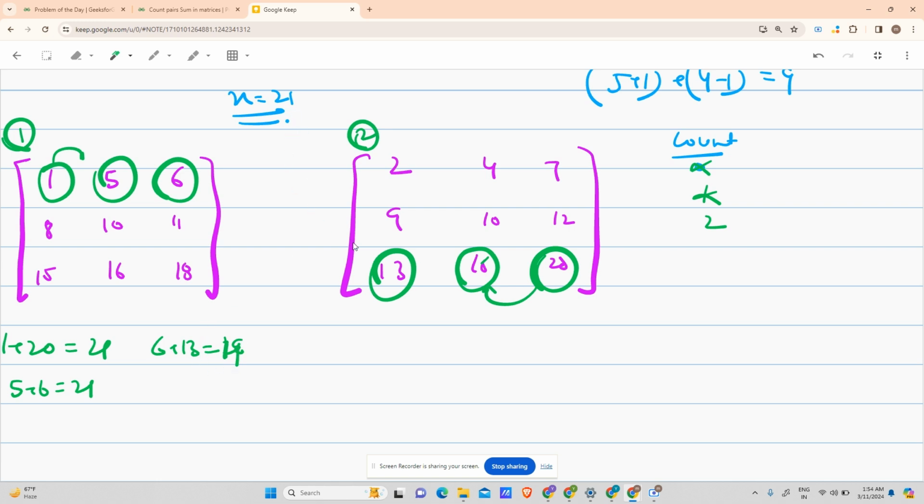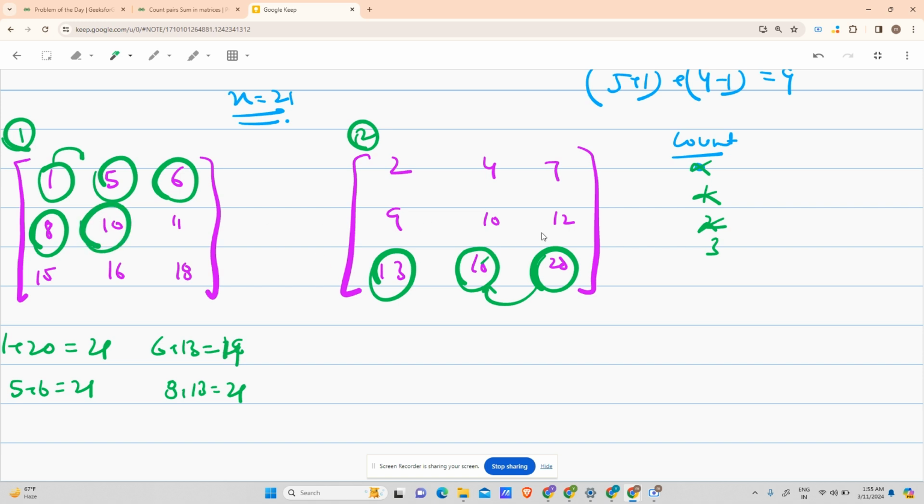So if I move this pointer here, what will be the sum? 6 plus 12 is 18. Still less, I have to increase it. If I move this pointer from 6 to 8, 8 plus 13 gives me 21. Yes, that is the third match.